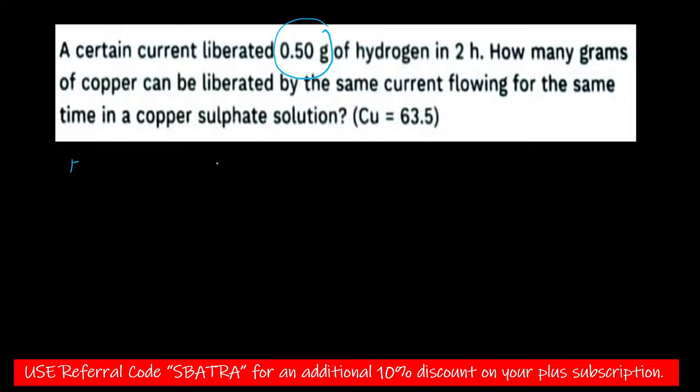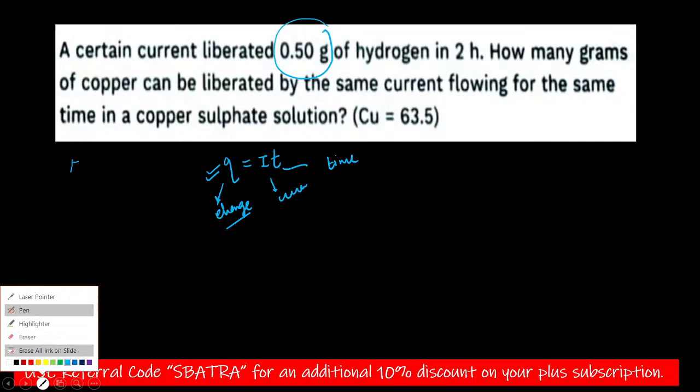So can I write Q equals IT? Is this formula clear to all of you? Q equals IT, where Q is your charge, I is your current, and T is your time.